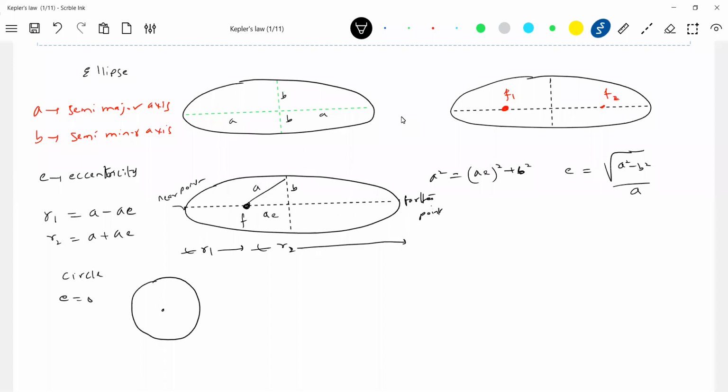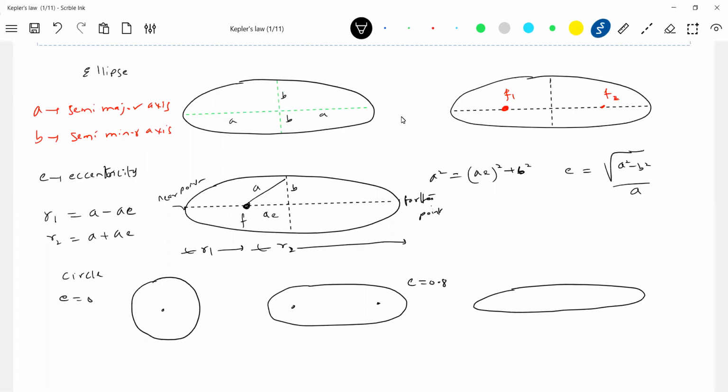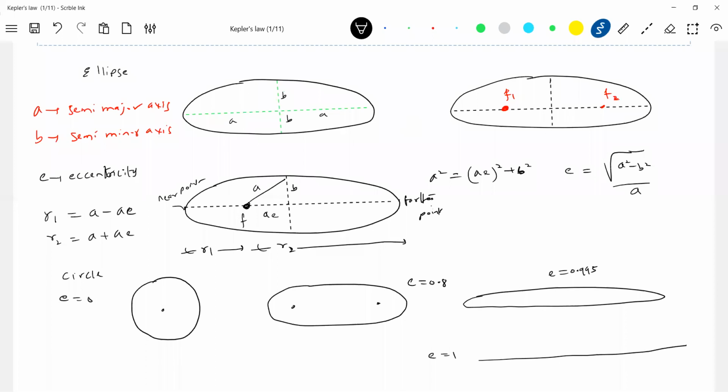Okay, clear this one. So as I further increase, it will be like this. This is for e equal to some rough value, 0.something. Still it's an ellipse. Then if I make e equal to 0.99, and for e equal to 1, it will be a straight line.